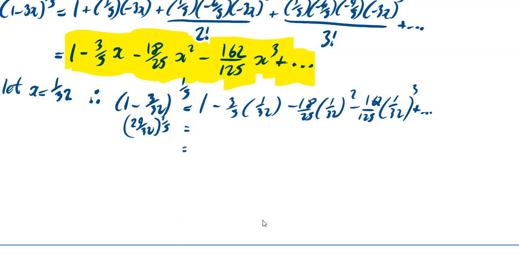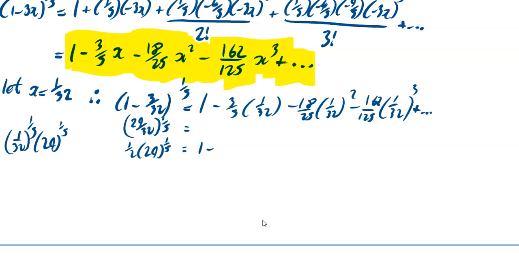What you can do here is take the 1 over 32 outside of the bracket. So really what I'm doing is 1 over 32 to the power of 1/5 times 29 to the power of 1/5. And 1 over 32 to the power of 1/5 is 1/2. So that just becomes 1/2 times 29 to the power of 1/5, and it will be equal to all of that thing that was above.